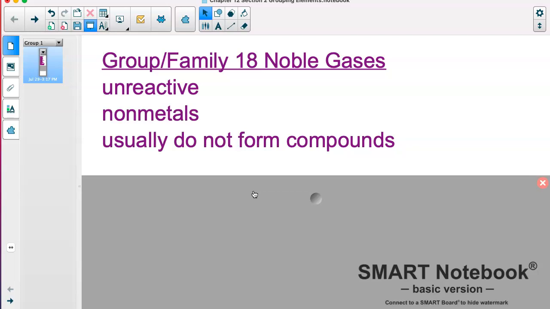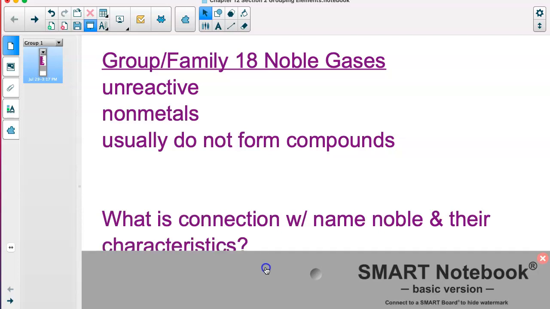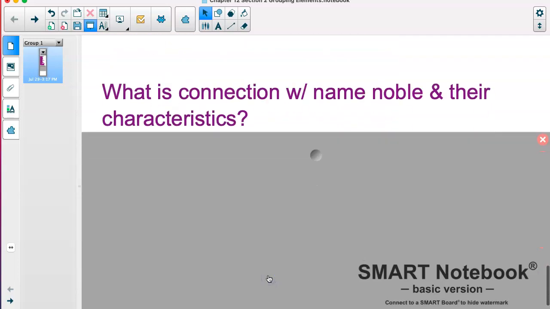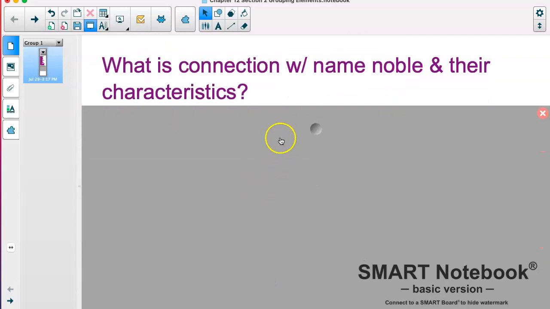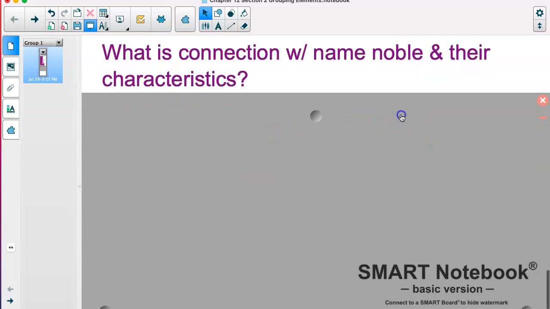Most of the elements on the periodic table will form compounds. So these guys are what we say content, chemically stable, and so they don't usually form compounds. And that would be the very last family on our periodic table. So we'll ask this question in a little bit here. What is the connection with that nobility and the characteristics?